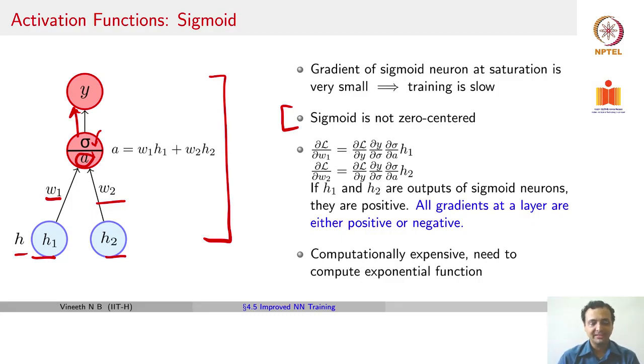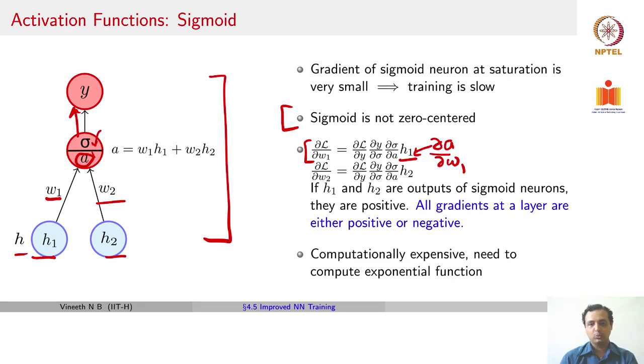Using backpropagation and chain rule, you perhaps know now that if I had to find out the gradient of the loss function L, whatever the loss function was for this neural network, dou L by dou W1 is going to be given by dou L by dou Y into dou Y by dou sigma into dou sigma by dou A, where A was the pre-activation of that neuron before applying the sigmoid activation. And then into H1. Why H1? Because dou A by dou W1 will be H1.